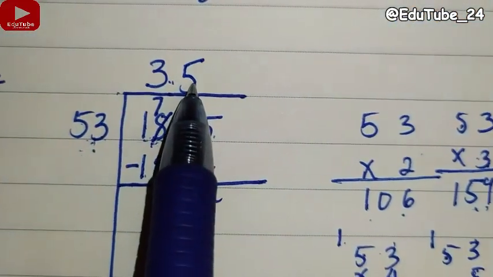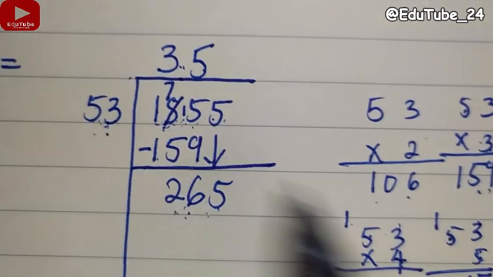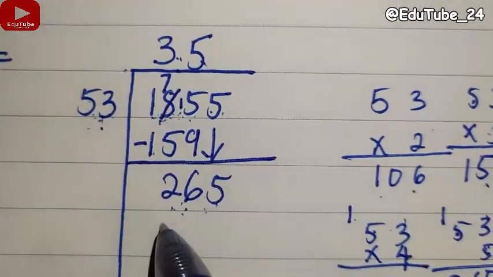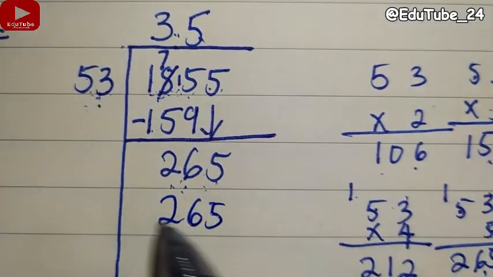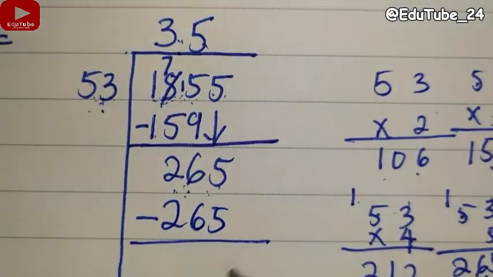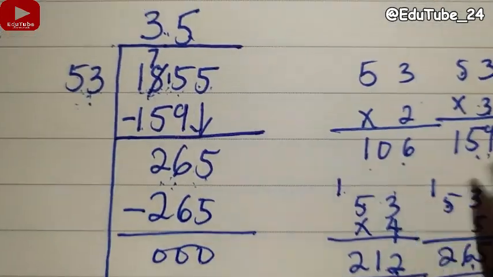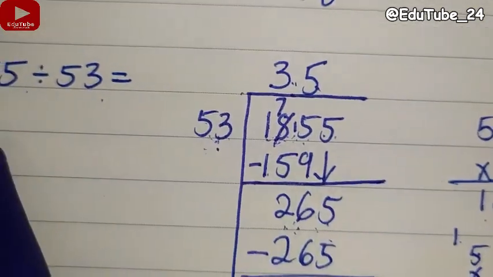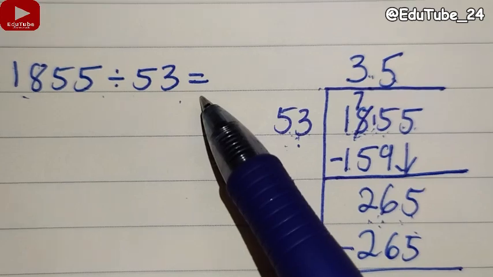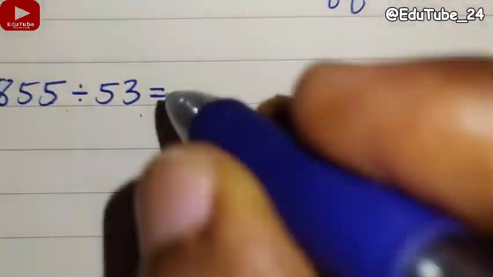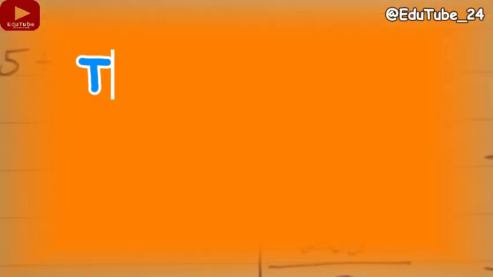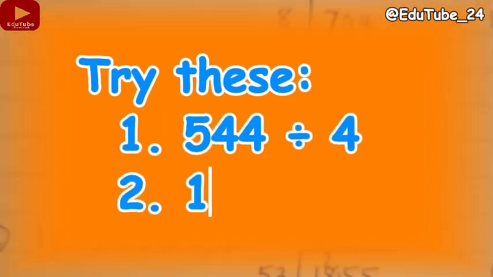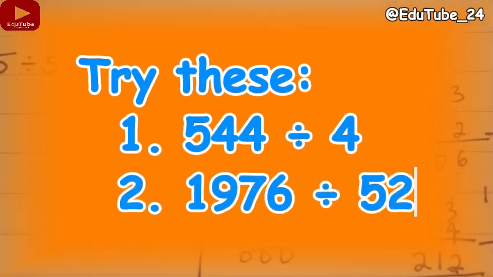So my quotient, which is this 5, will multiply 53 again. So 53 times 5 certainly gives me what? 265. So I'll write it below here and take them away from each other, and that will give me what? 0. So that means I've come to the end of the division. So that means obviously now 1855 divided by 53 will give me what? 35. So that is how to divide whole numbers using the long division method.